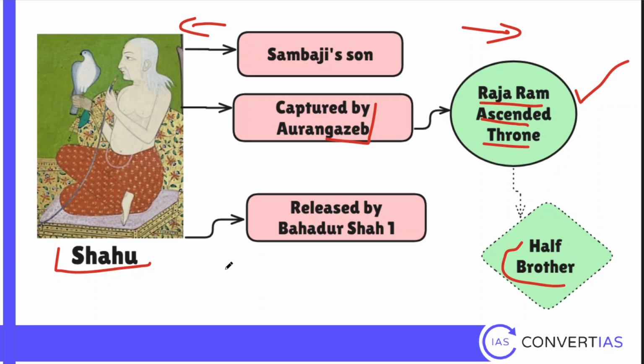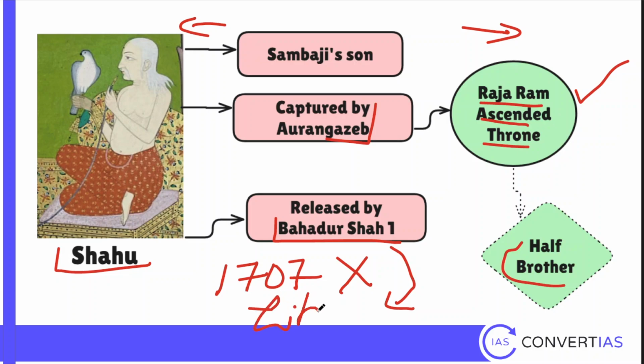Now something interesting will happen. In 1707, Aurangzeb will die. Once Aurangzeb dies, Bahadur Shah becomes the ruler. Bahadur Shah's policy towards Marathas is more liberal. Bahadur Shah has a tough policy with the Sikhs and Jats, but with Marathas he follows a liberal policy. So what he does, he releases Shahu. So Rajaram is already the ruler, Shahu is released.